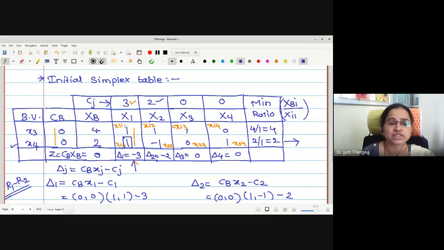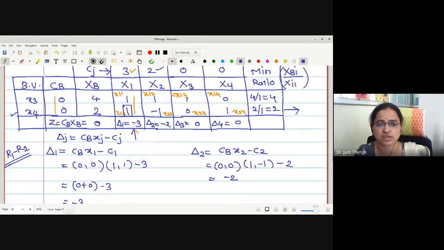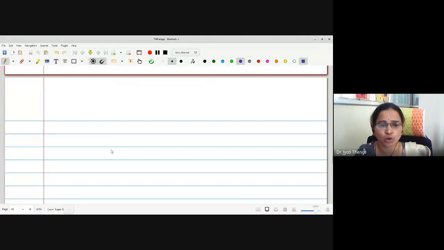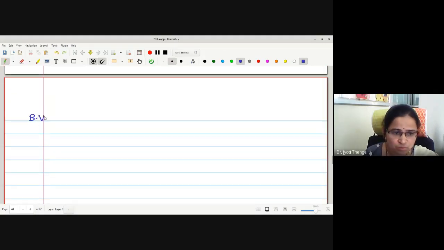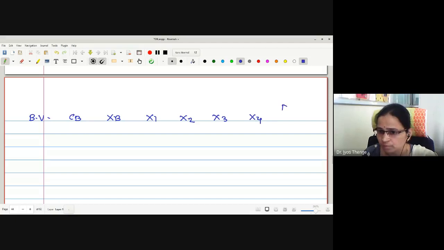Now the row operation will be applicable from XB onwards. We cannot apply this to the CB column. Therefore, let me do the row operations. Again, let me start with the basic variables. CB, XB, X1, X2, X3, X4, minimum ratio. I will not put the table lines. Cj takes the values 3, 2, 0, 0.